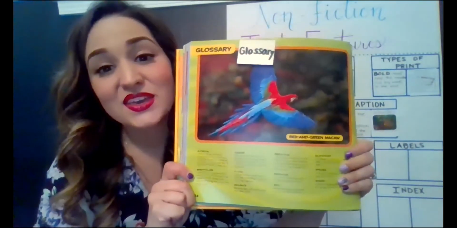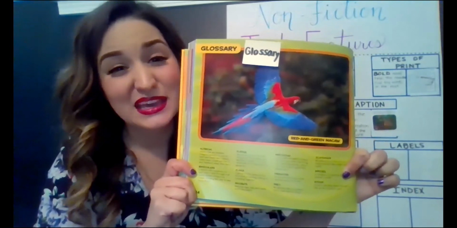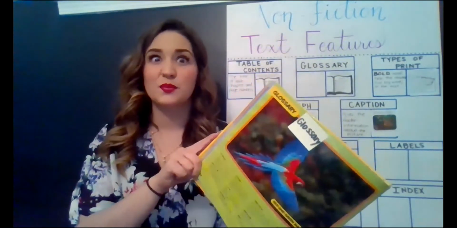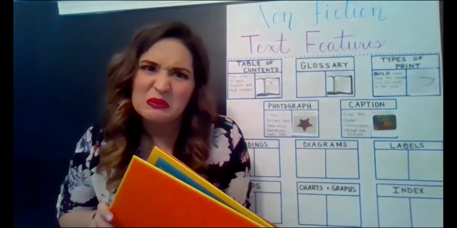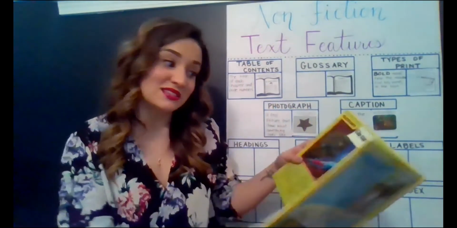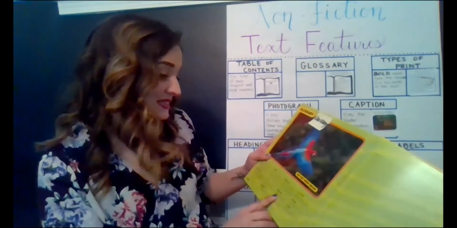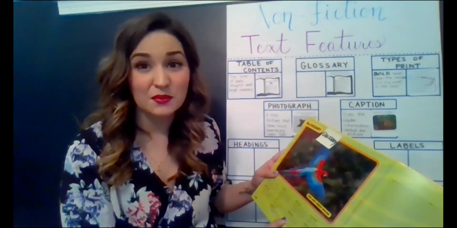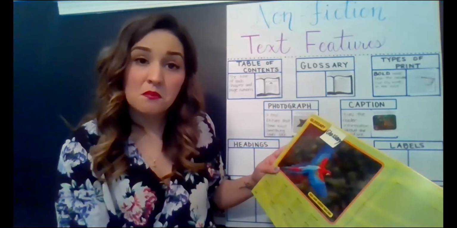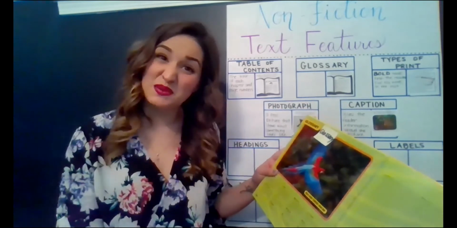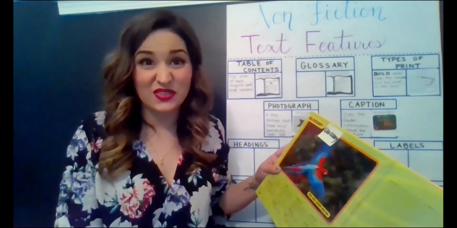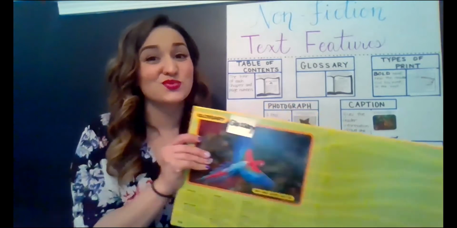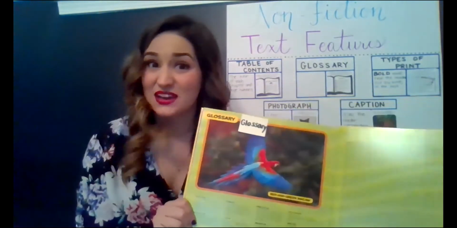On the glossary, you will find words that are tricky that you might need to know the meaning of, and their definitions. So say I'm reading along and I come to the word predator. I don't know what a predator is. I can turn to the glossary and when I look, it says a predator is an animal that hunts other animals for food. So I know a predator is an animal that's going to eat other animals. That tells me more. So now I can go back to the page I was reading and it helps me to better understand the words that the author's telling me and the information that he's telling me.